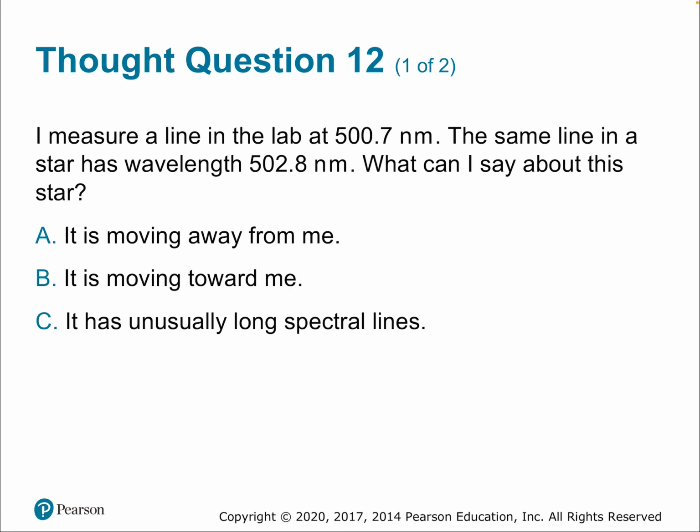So here's a thought question for you, the 12th of the chapter. I measure a spectral line in the lab at 500.7 nanometers. The same line in a star has a wavelength of 502.8 nanometers. What can I say about this star?